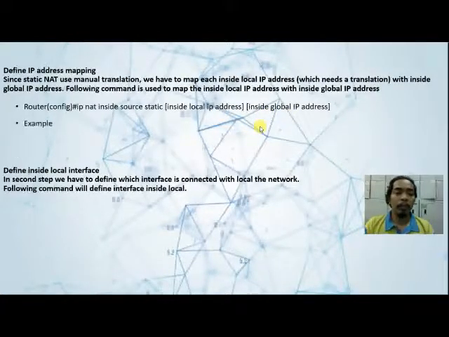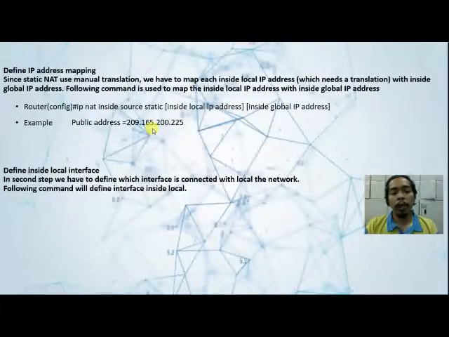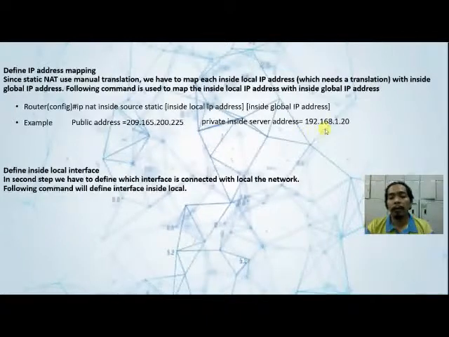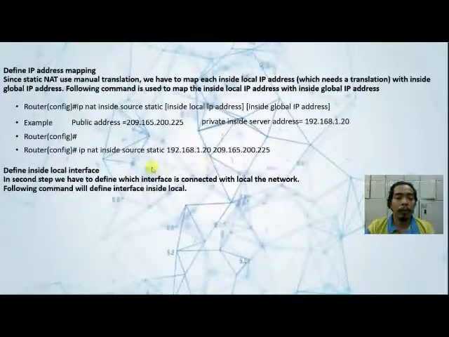Okay, for example, here we have a public IP address 209.165.200.225, and the private inside server address we have is 192.168.1.20. So the command will be ip nat inside source static, starting with the private inside address and followed by the public address.